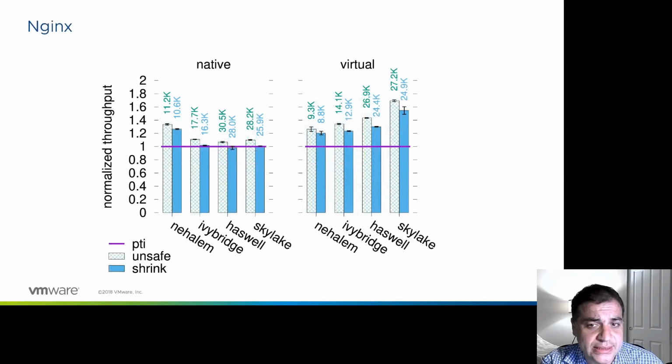Similarly to Redis GET requests, Nginx, a popular web server, also shows considerable throughput improvement relative to PTI, which is up to 30% natively and 40% on virtual machines. Yet we see no apparent benefit on native machines that do support address space IDs.